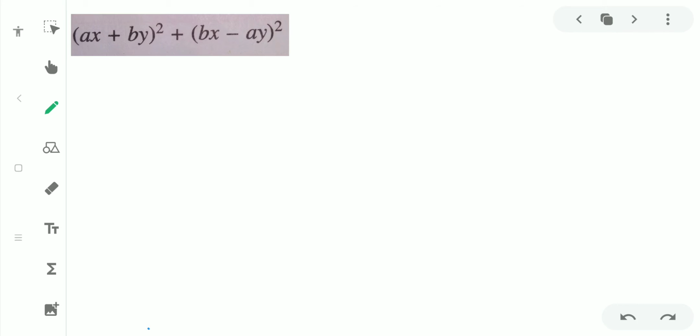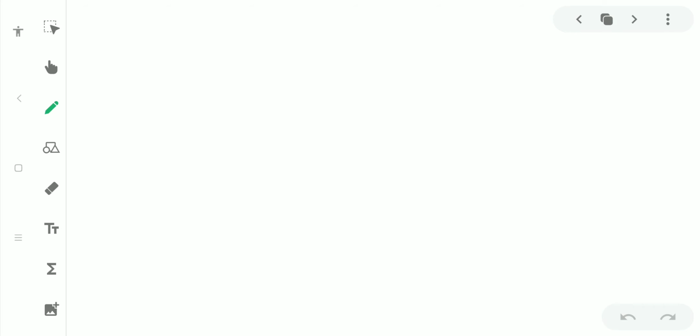The question is on your screen. Ax plus by whole square plus bx minus ay whole square. So that one we should factorize. So before going into the question, I would like to explain you some formulas.